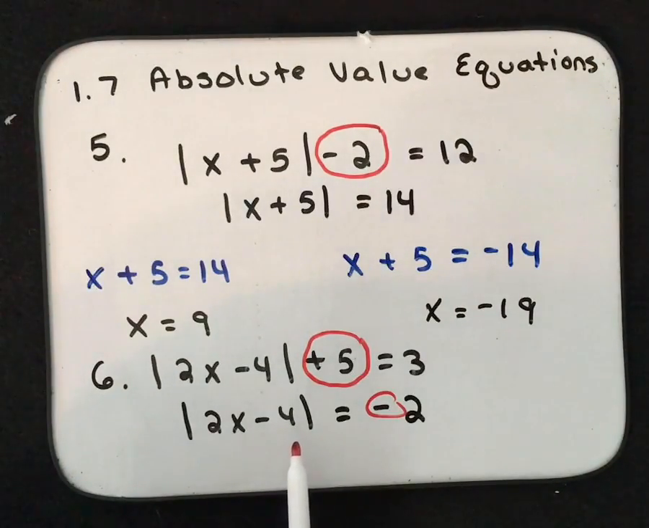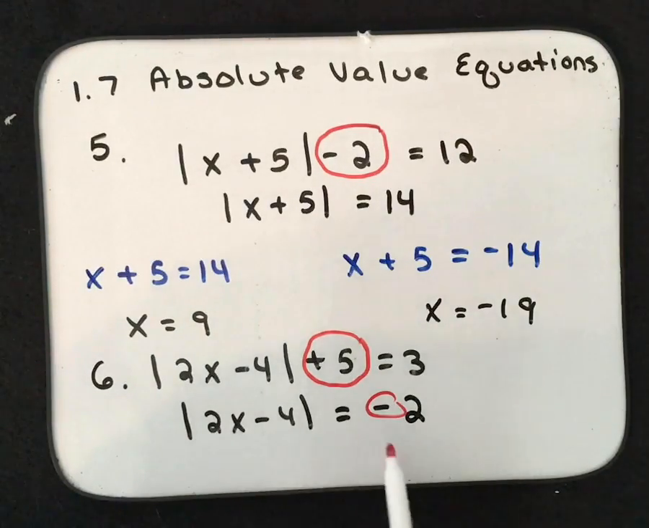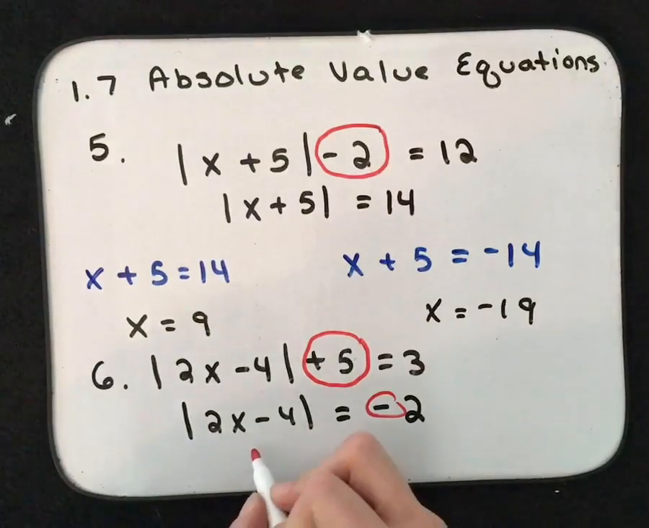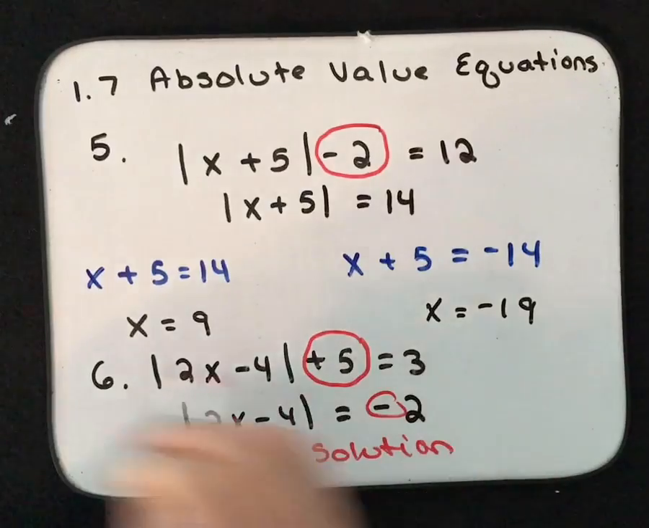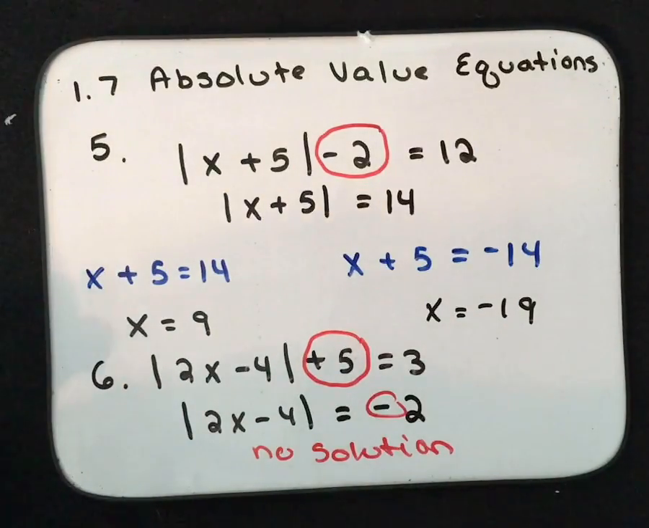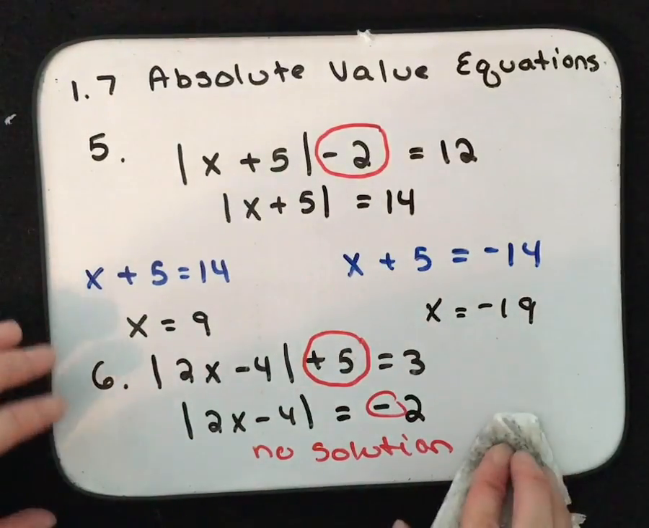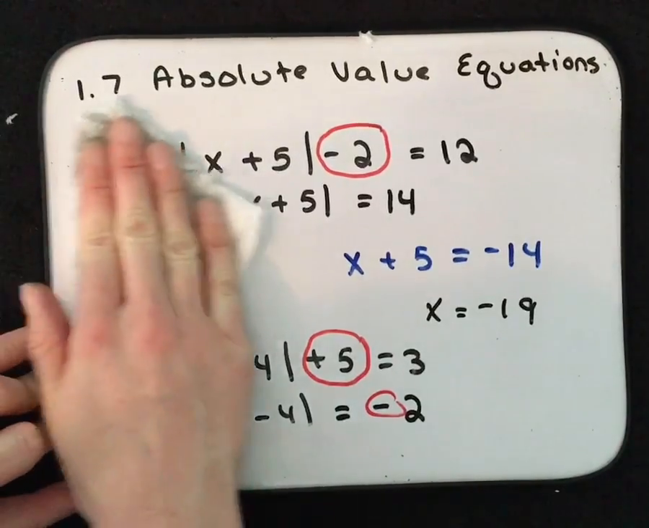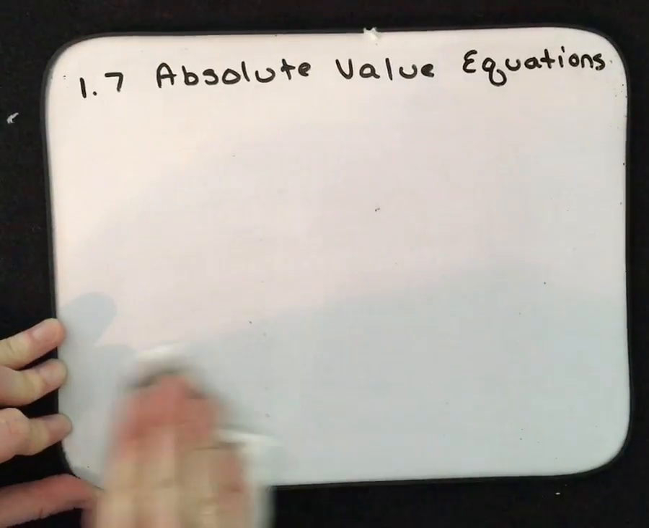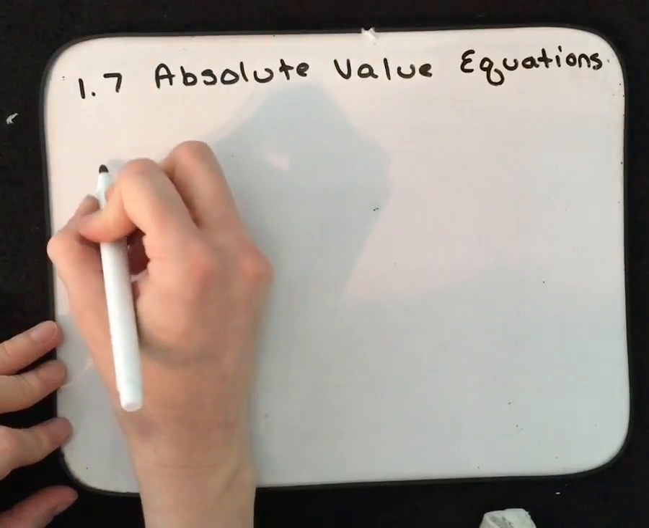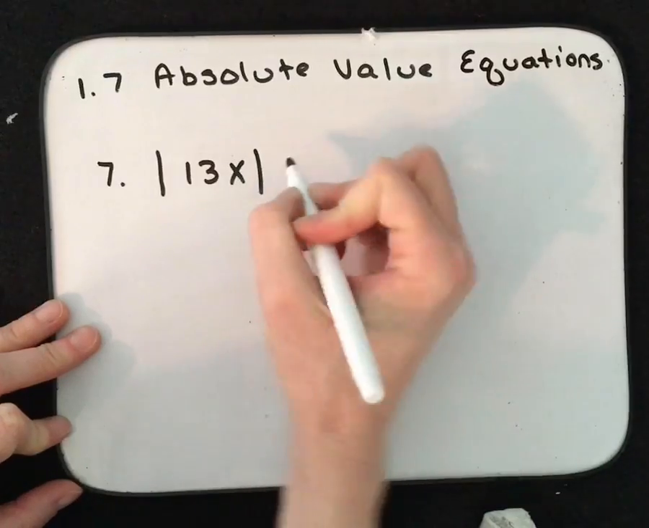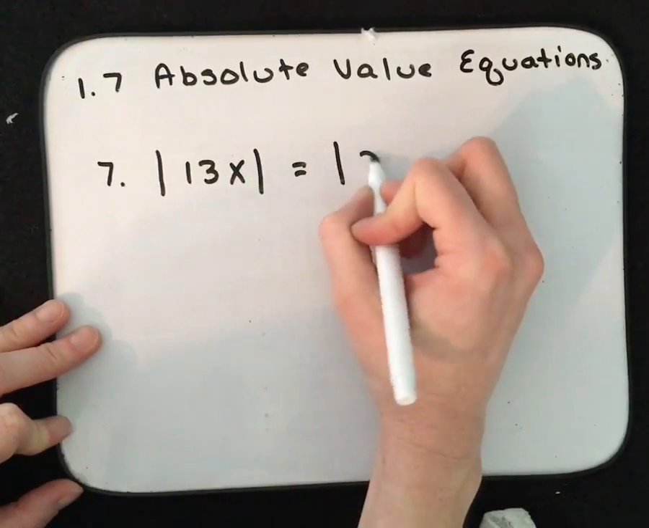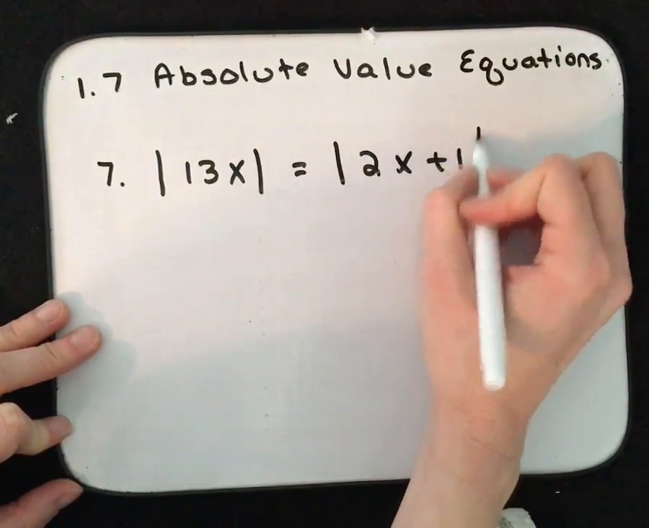Absolute value is a positive distance. It can be in the negative direction, but it cannot be negative. So there's no solution here. Let's try one more. We have the absolute value of 13x equals the absolute value of 2x plus 1.